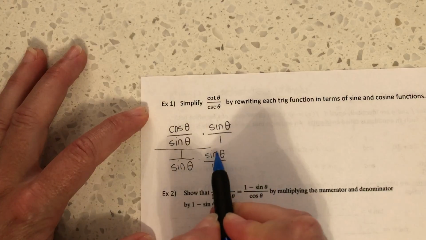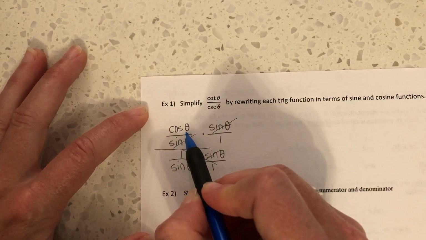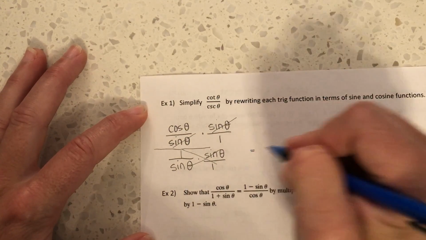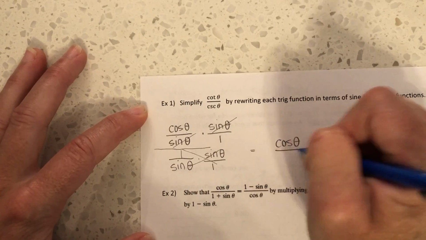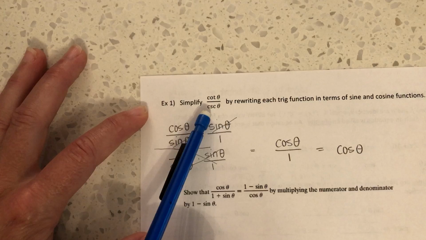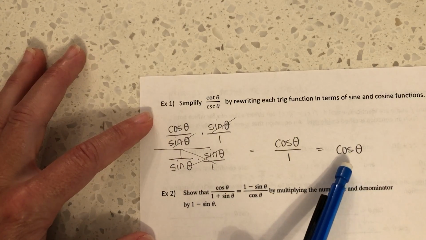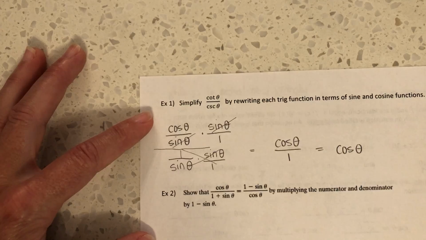So what happens down here? Cancels, cancels. Up here, cancel, cancel. You're left with cosine theta over 1, which at the end of the day is just cosine theta. So you have turned this trigonometric expression into a simplified version. You have reduced it to just the cosine of angle theta.